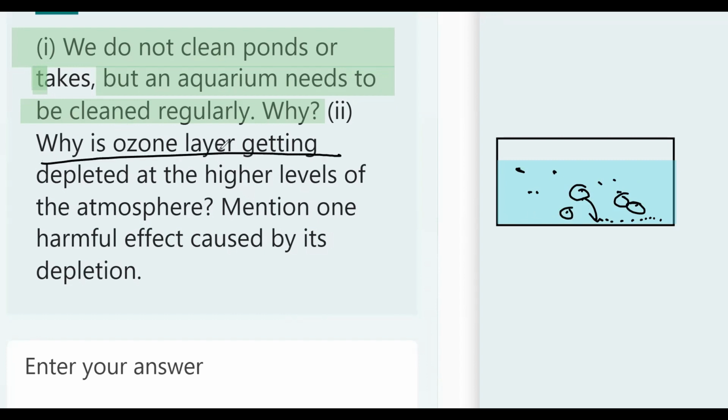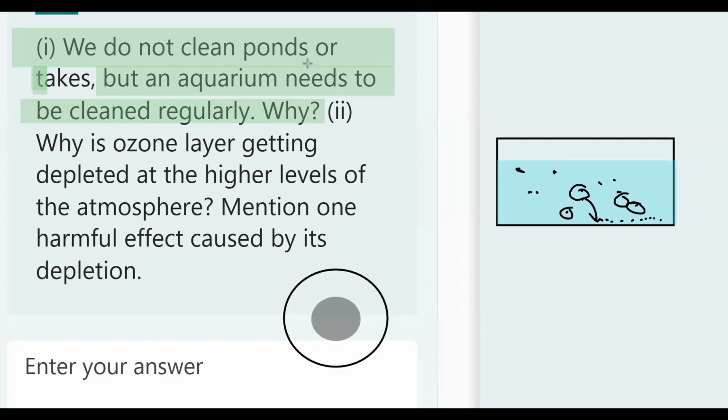Next question is why is ozone getting depleted at higher levels of the atmosphere, and mention two harmful effects of this. So ozone, you know, is the layer which protects the earth. Say this is the earth, and this is the layer of atmosphere, and the ozone layer is present in the topmost layer, somewhere here. Basically it protects us from the harmful ultraviolet rays entering into the earth's atmosphere.